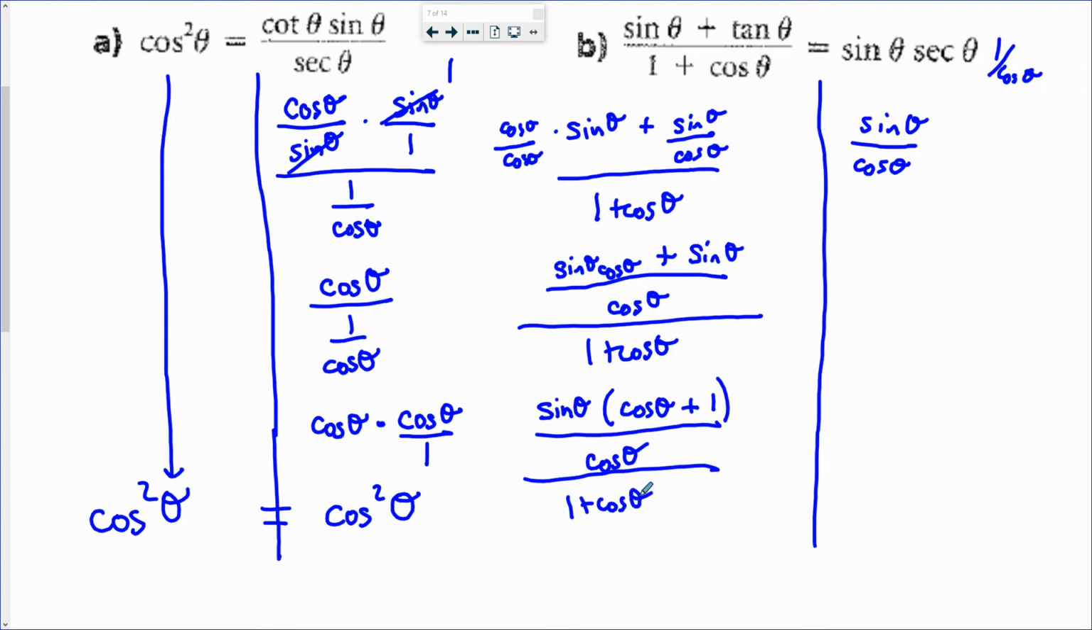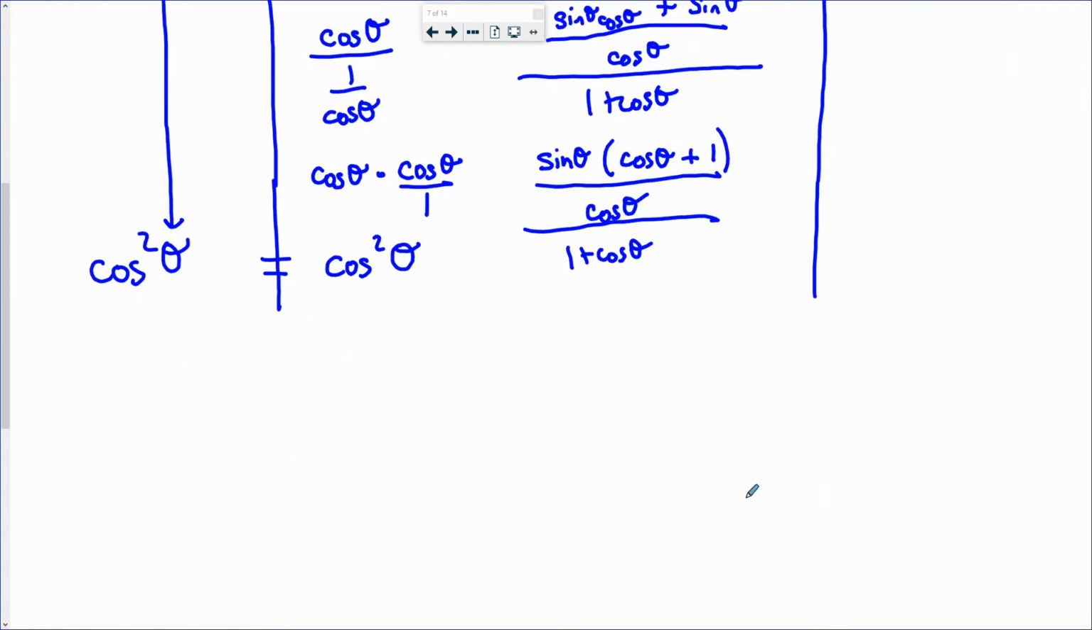Again, you're kind of looking at this and it's like, this is looking worse and worse. But check this out. I got a cos theta plus 1 and a 1 plus cos theta. That is the same thing. So I'm just going to recopy this. And I'm just going to rewrite this as 1 plus cos theta. Right? It's the same thing. Doesn't matter the order that we add 1 to something.